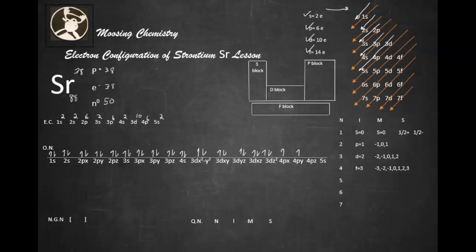4px, 4py, 4pz. And then 5s. Now we have 2 left, so 1 goes up, the other one goes down. That's it for orbital notation. You thought it was going to be hard.